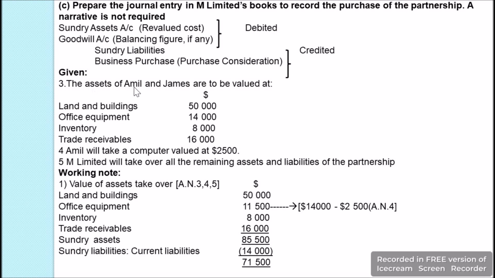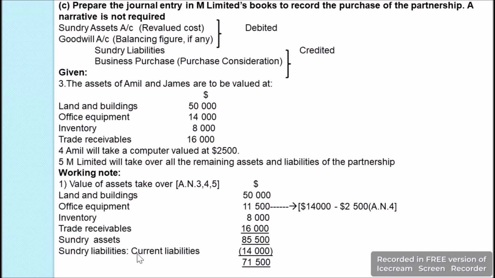It is given that the assets of Amel and James are to be valued as follows, and these will be the sundry assets. Land and building $50,000, so I've taken $50,000. Office equipment is $14,000. It is also mentioned that Amel has taken a computer valued at $2,500, so we are going to subtract this $2,500 from $14,000, and we will get $11,500. Then the inventory is $8,000, and trade receivables $16,000, so the total of the sundry assets is $85,500, which will be mentioned here.